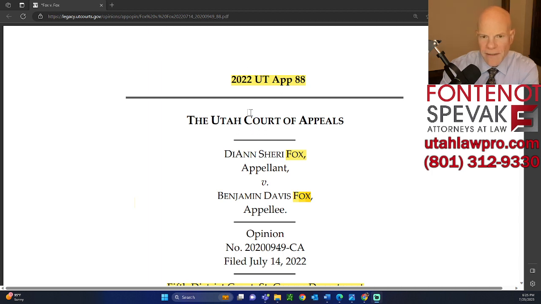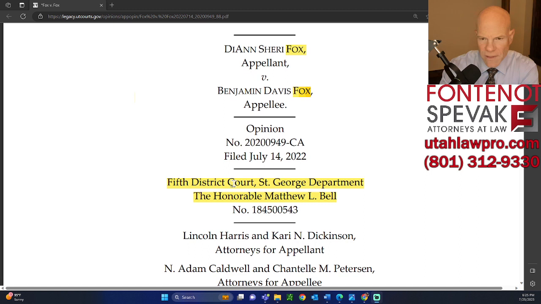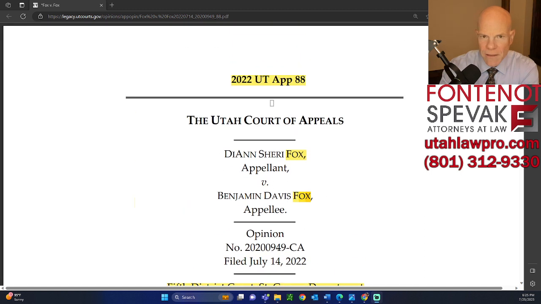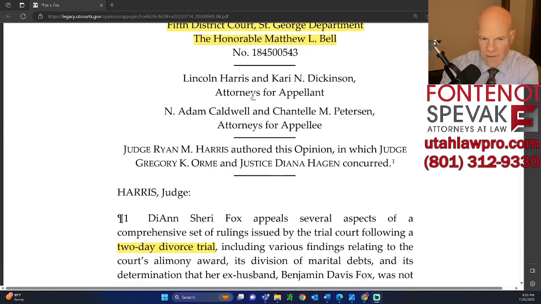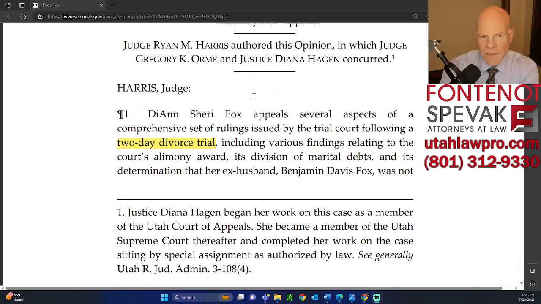So let's look at the case of Fox v. Fox. This is a Court of Appeals decision out of the 5th District Court in St. George, Judge Matthew Bell. This is 2022 Utah App 88, and if you want to just plug that into Google, just type in Fox v. Fox 2022 Utah App 88, and you'll be able to read this case for yourself. These cases are all available to the general public.